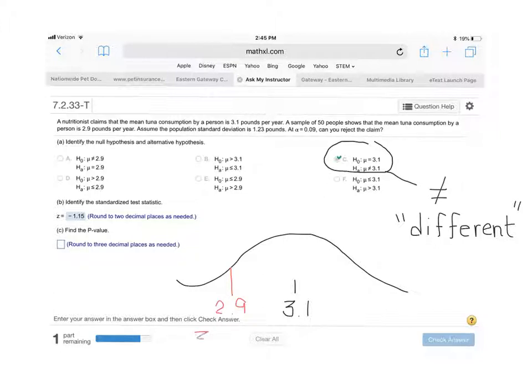That produced a z-score of negative 1.15. The p-value, though, is not the area just in this tail alone below that z-score of negative 1.15, but it also is the area in this tail above a z-score of positive 1.15. So these two tails together make up what's known as the p-value.